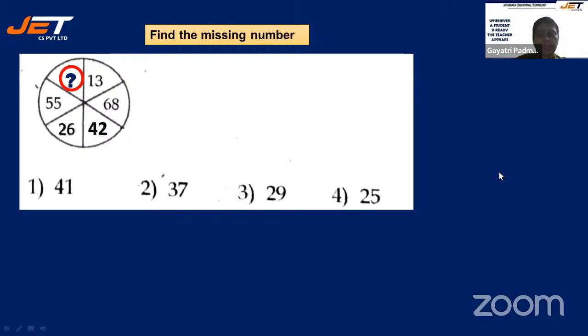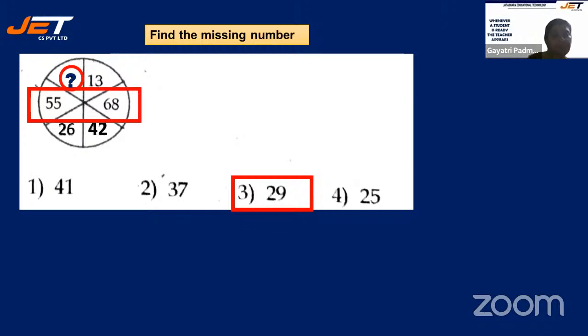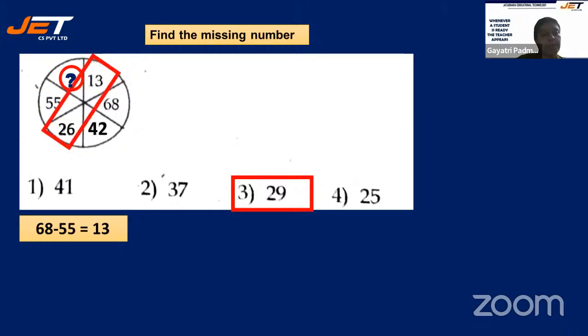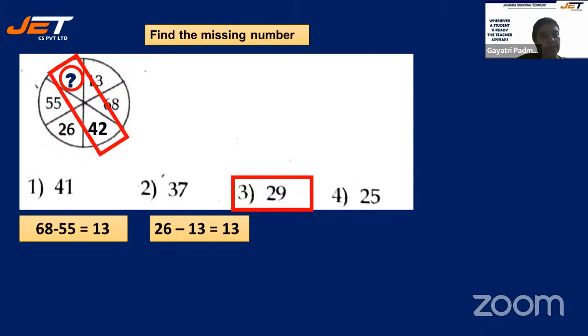Let's see the answer. Yes, it is 29. How? You can see here 55 and 68. So 68, when it is subtracted from 55, is going to give us 13, isn't it? And see, 26 minus 13 is going to give us 13. All right, see the next one, 42, again minus 29.